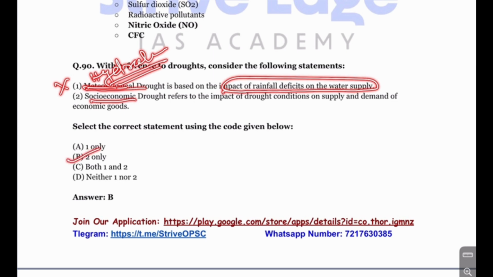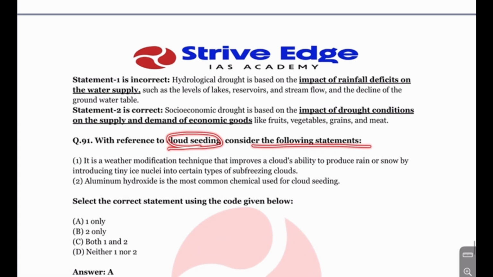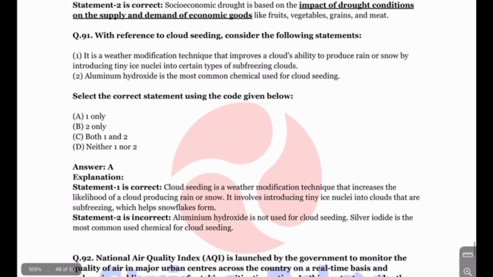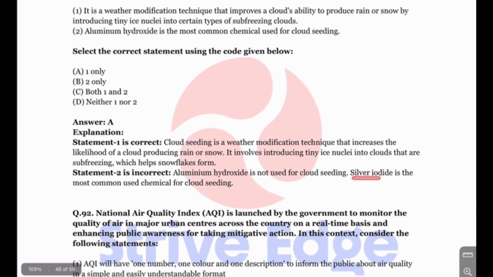So please be careful. So with reference to cloud seeding, consider the following statements. It is a weather modification technique that improves the cloud's ability to produce rain or snow by introducing tiny ice nuclei into certain types of supercooled clouds. Yes, this statement is correct. The aluminum hydroxide is the most abundant chemical used in cloud seeding. No, this statement is wrong. We use silver iodide as the most common chemical.